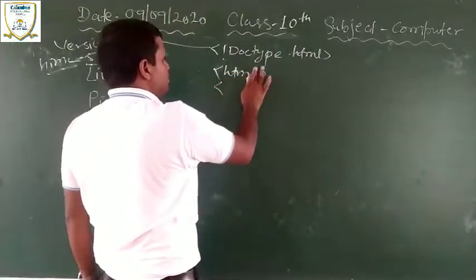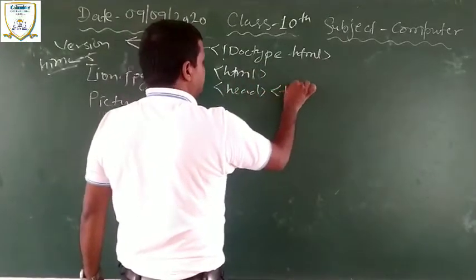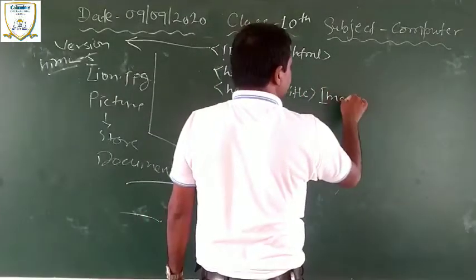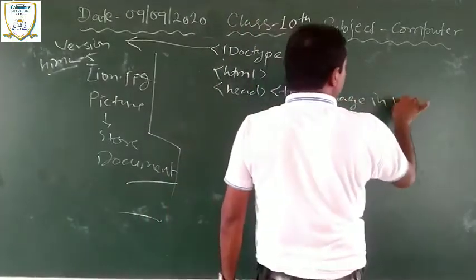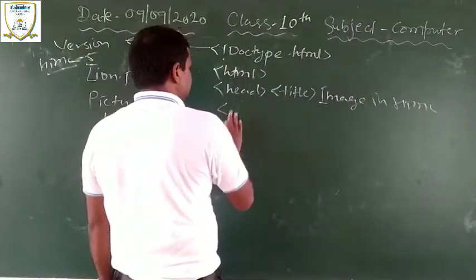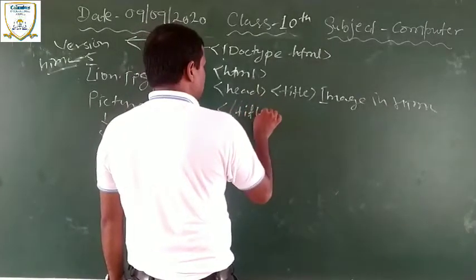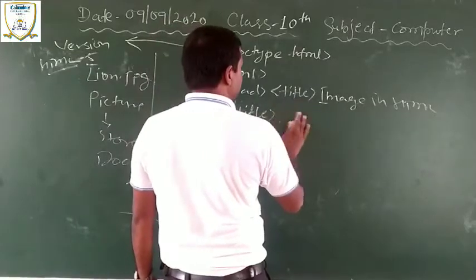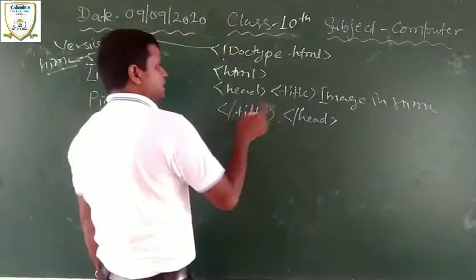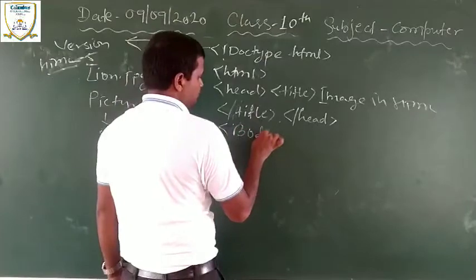After that you have to write head. Then inside the head you write the title. After the title you write "insert image in HTML". Then you have to close the title. Close the title, close the head, then after that start the body.